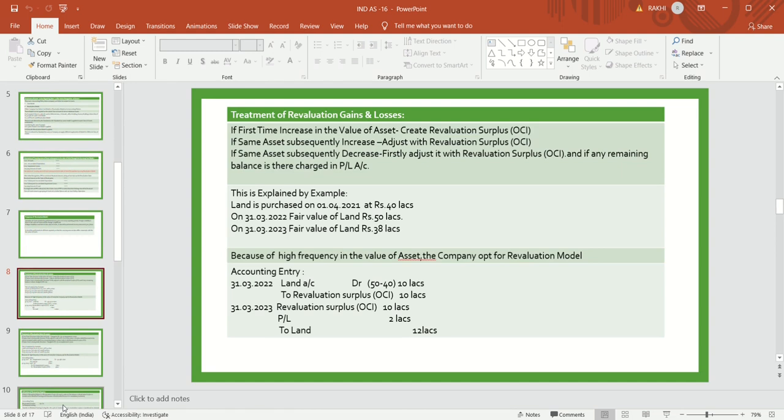Now, treatment of revaluation gain and loss: how does the company treat it in its books of account, and what does the standard say about the treatment of revaluation gain and loss?